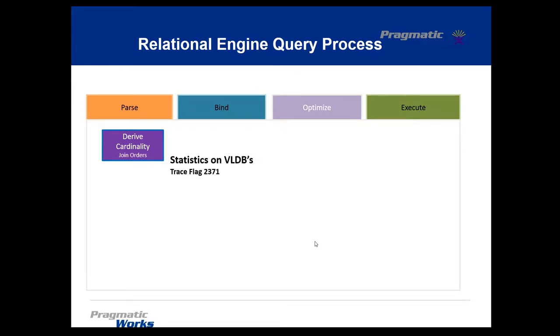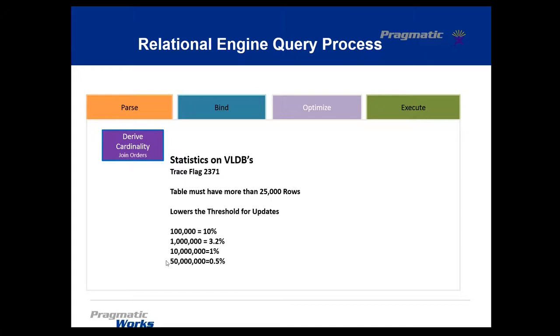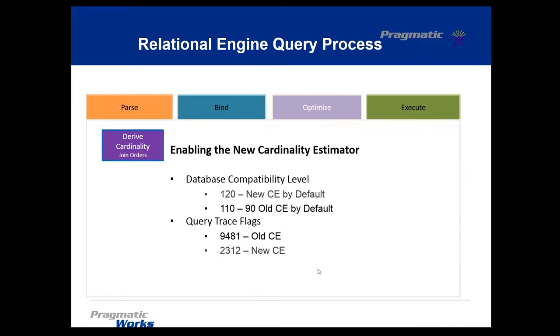So one of the things I would recommend is using TraceFlag 2371, even on SQL Server 2014. A table must have more than 25,000 rows in it for TraceFlag 2371 to be enabled. What this does is it lowers the statistical threshold for an update to fire. At 100,000 rows, it lowers it to 10% of the base table. 1 million rows, it's 3.2%. 10 million, it's 1%. And 50 million and above, it's 0.5% of the table that must be updated to force an auto-update statistics to fire. All still true.